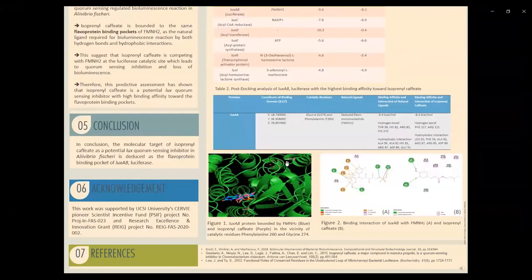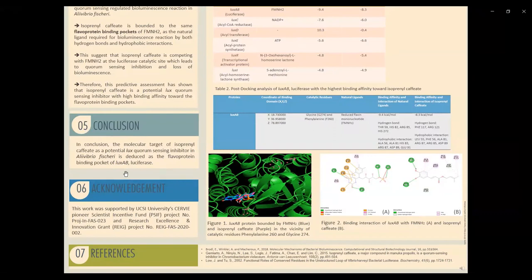Docking actually revealed that the molecular target of isoprenucleopate is the flavin binding pocket on the luciferase, the same binding site as its own natural ligand, the reduced flavin mononucleotide. This suggests that isoprenucleopate exhibits its chromosome sensing inhibitory effect, which leads to the reduction in bioluminescence, by competing with the reduced flavin mononucleotide for the flavin binding pocket on luciferase.